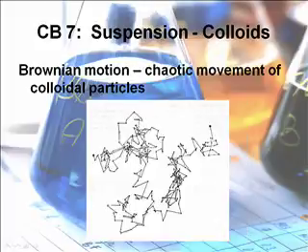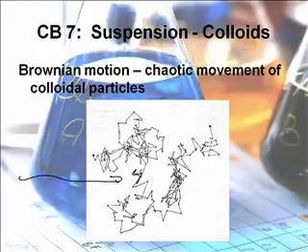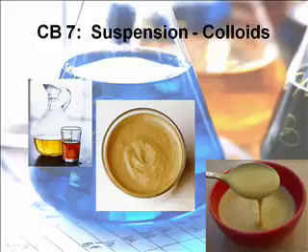All right. There's also something called Brownian motion. The particles are randomly moving around, and as the light travels through there, it causes the light to scatter.